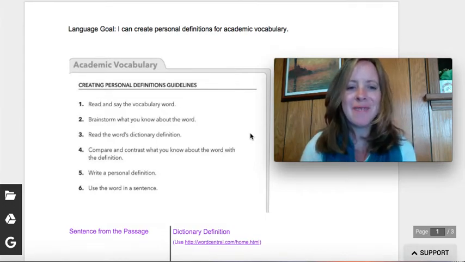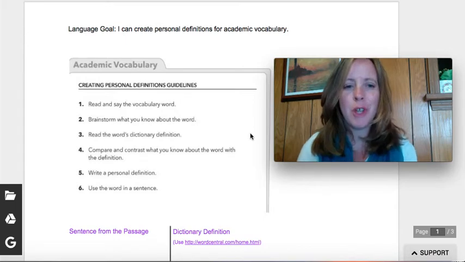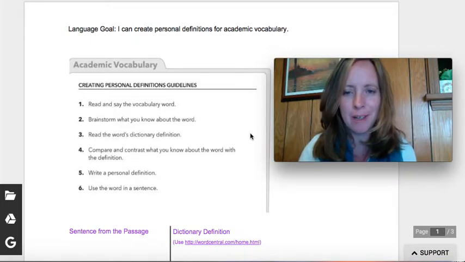Good morning. All right. So, our language goal for this week is I can create personal definitions for academic vocabulary.